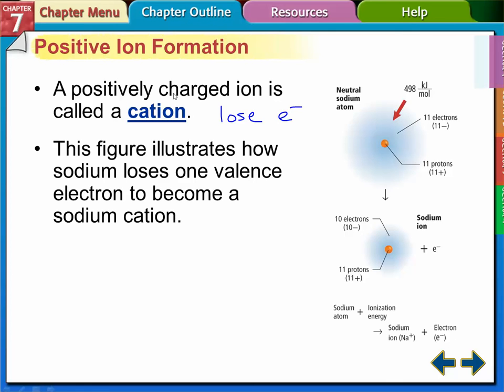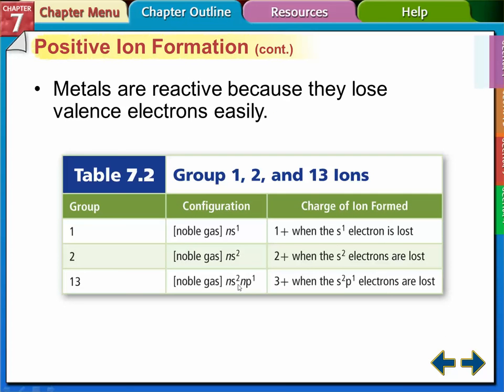Okay, the way I remember this is that the T in cation kind of looks like a plus sign, right? So the cations are positively charged ions. They have lost one or more electrons. So the T looks like a plus sign. Most of the metals are very reactive because they lose these valence electrons easily. So the group 1 and group 2 metals, the alkali metals and the alkaline earth metals, they both want to lose those electrons. And even group 13, they tend to lose those 3 electrons also.